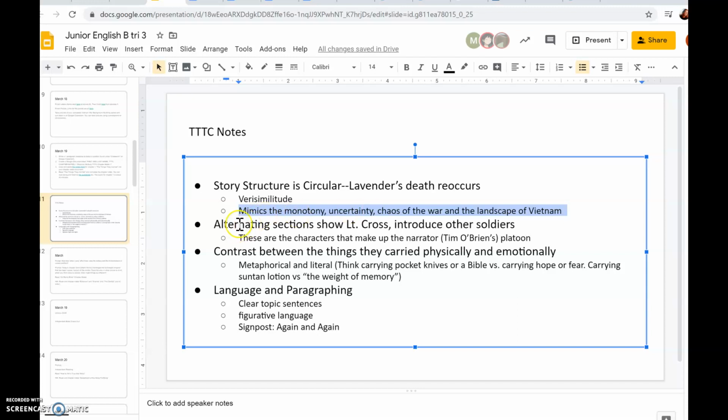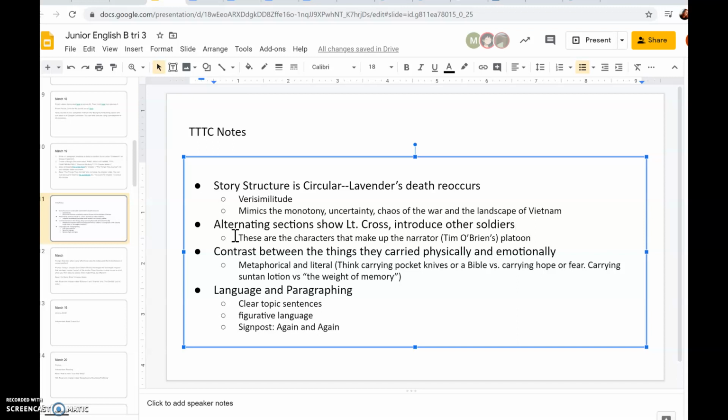In this first chapter, alternating sections show Lieutenant Cross and introduce the other soldiers. In the next video that I'm going to have you watch before you read, or as you start reading chapter 1, you'll be focusing on the key characters that are in the platoon, and these will be the characters that we follow throughout the book. So sometimes the book takes place actually in Vietnam during the war, and then occasionally the book will have flashbacks where it's addressing our narrator, whose name is also Tim O'Brien. It'll be addressing our narrator and what he's doing before the war, like when he's drafted.